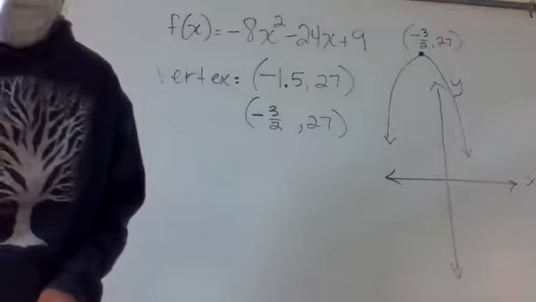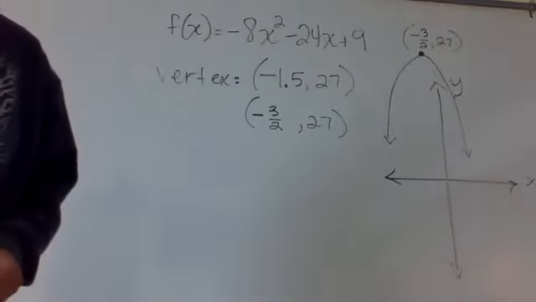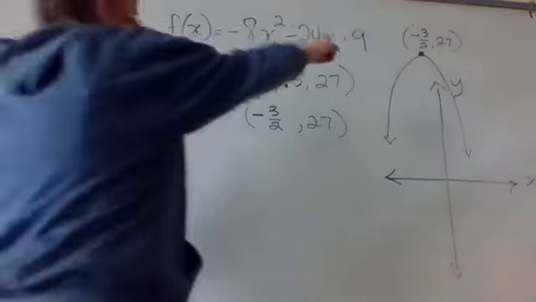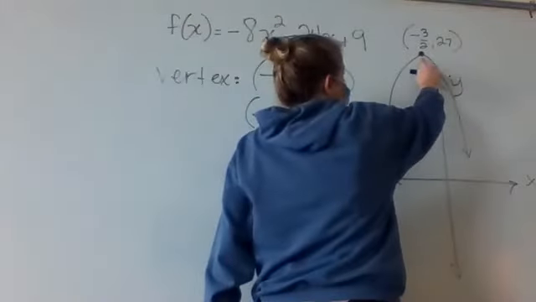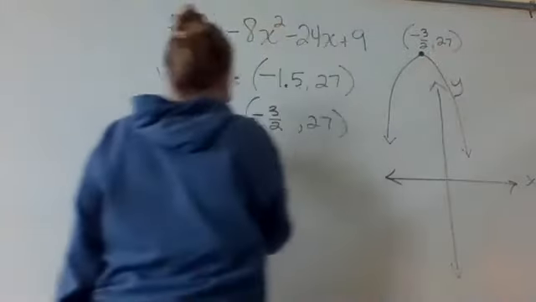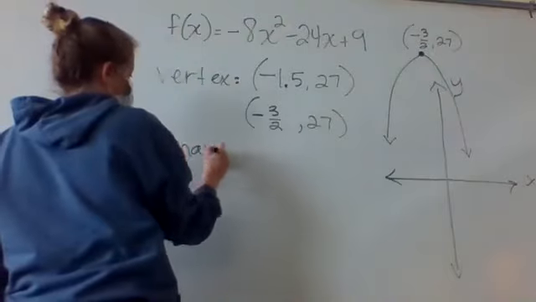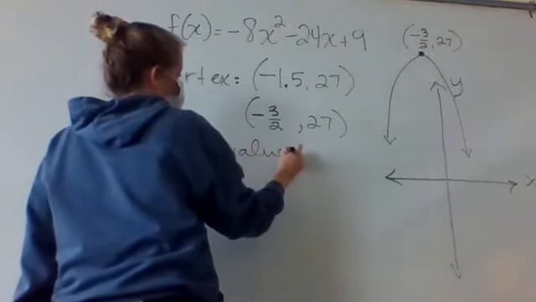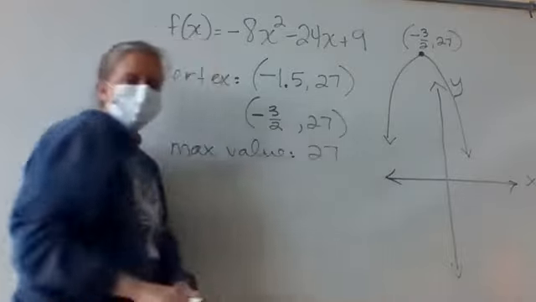So the next thing says, does the parabola open upward or downward, and does it have a minimum or a maximum? Since this one opens down, that vertex is at the very top, which means it has a maximum value of 27.